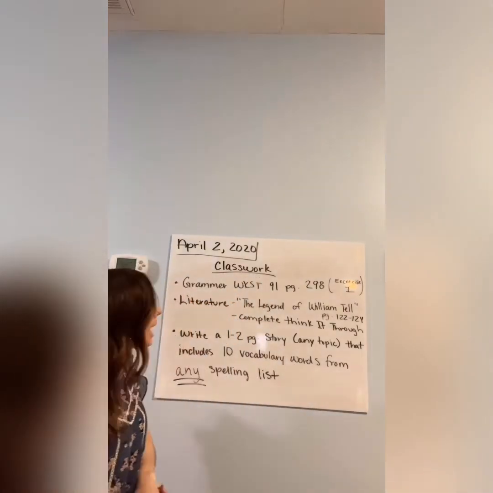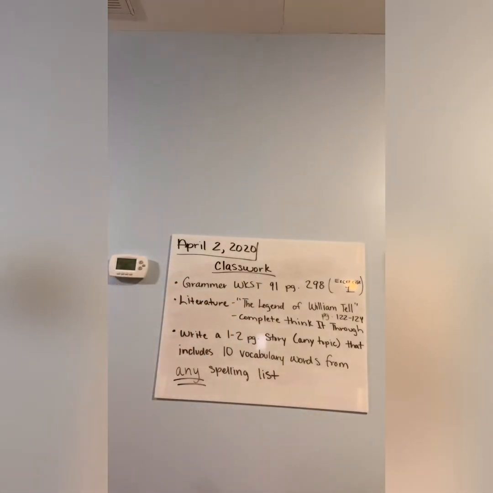All right, so I went ahead and wrote your classwork on the board for you. So for today's classwork, you need to complete the grammar worksheet 91 that we just went over on page 298. Complete exercise 1. You also need to do your literature assignment, The Legend of William Tell, which is on page 122 and 124. You're going to need to complete the Think It Through on that assignment.